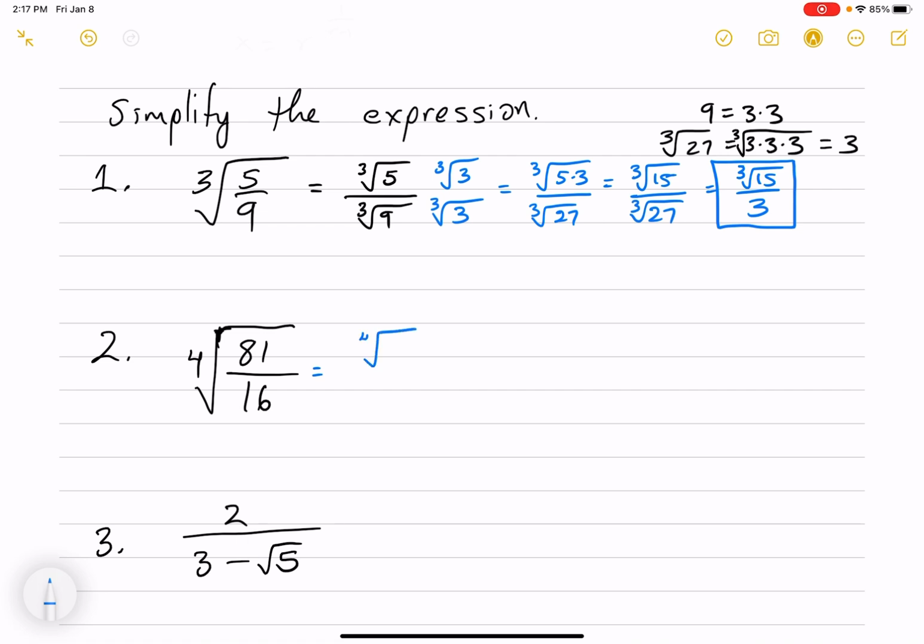The next one would be the fourth root of 81 divided by the fourth root of 16. And so the fourth root of 81 happens to be 3, because 3 times 3 times 3 times 3 makes 81. The fourth root of 16 is 2. So this one didn't require any simplifying.